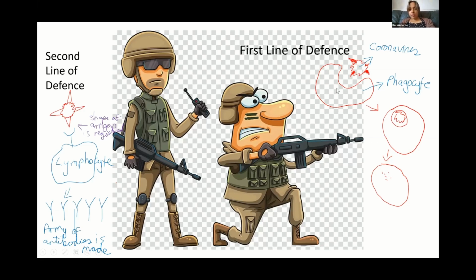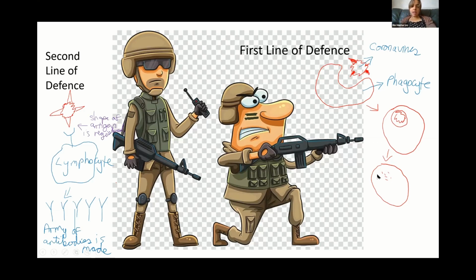Just to summarize this slide once again, your first line of defense is your phagocytes, which will gobble up the virus like this. When they recognize that they have the foreign antigens on their surface, they will know that they should not be there. These viruses do not belong to your body. And then your phagocytes will gobble them up and destroy them like this using their enzymes.